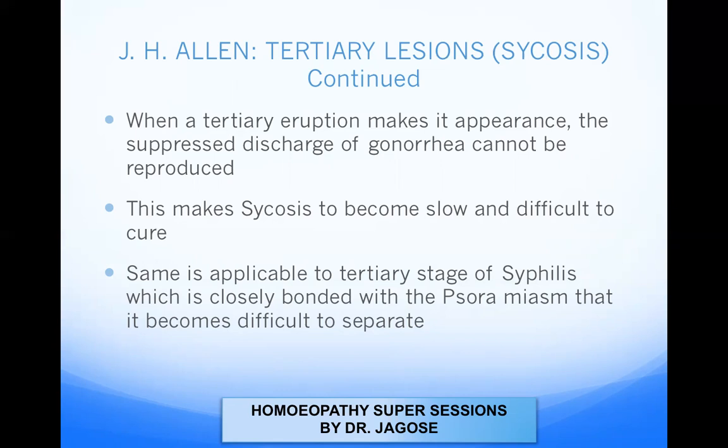The same is applicable to the tertiary stage of syphilis, which is closely bonded with the psoric miasm, and it becomes difficult to separate. So in a similar fashion, the tertiary stage of syphilis, where the syphilitic miasm is bound with the psoric miasm, becomes difficult to separate.